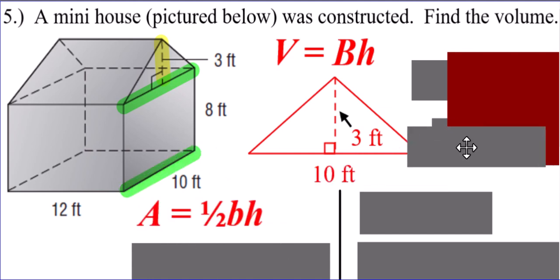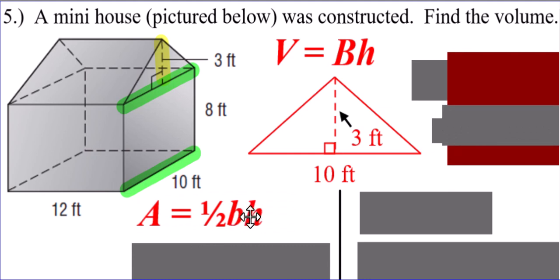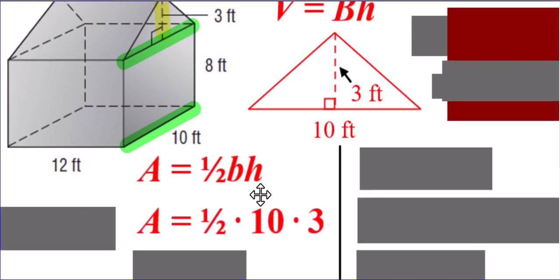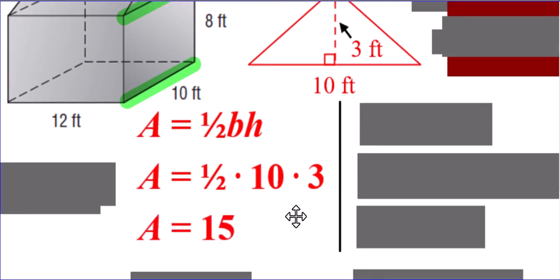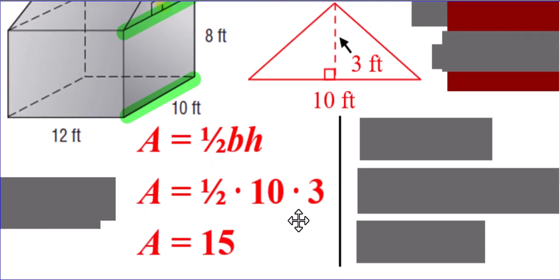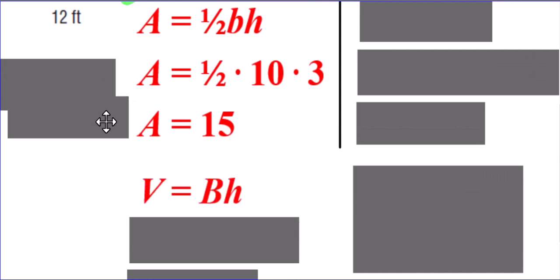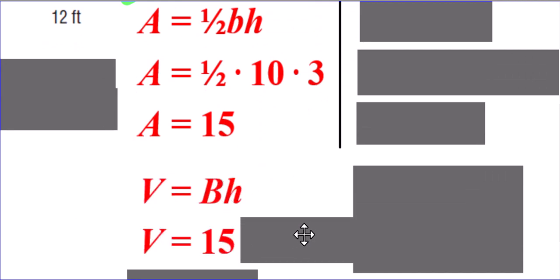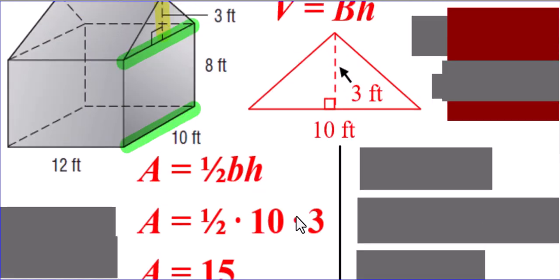Now I can do formula, substitute, solve using the area formula of a triangle. That's what you use to get capital B, area formula, whatever the shape is. Put those numbers in, and you get an area of 15 square feet. Now I can put that into the volume formula. V equals capital B times H. The capital B is the 15. Oh, what's the H? It's the line segment that goes between the triangles.